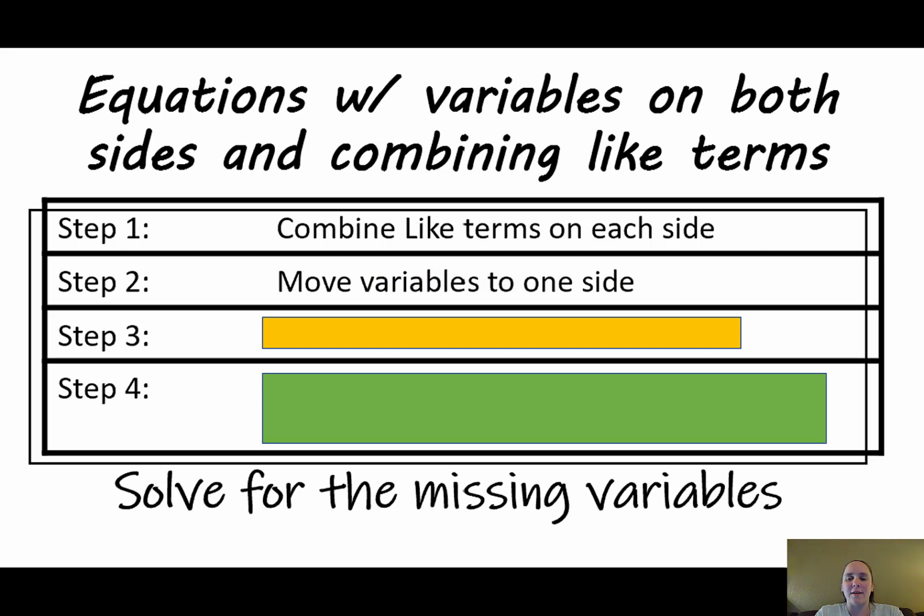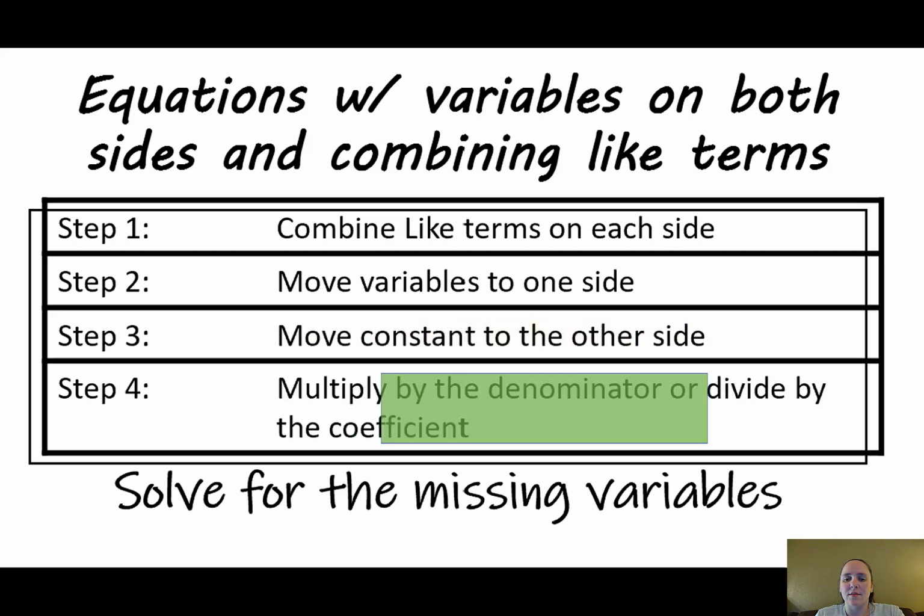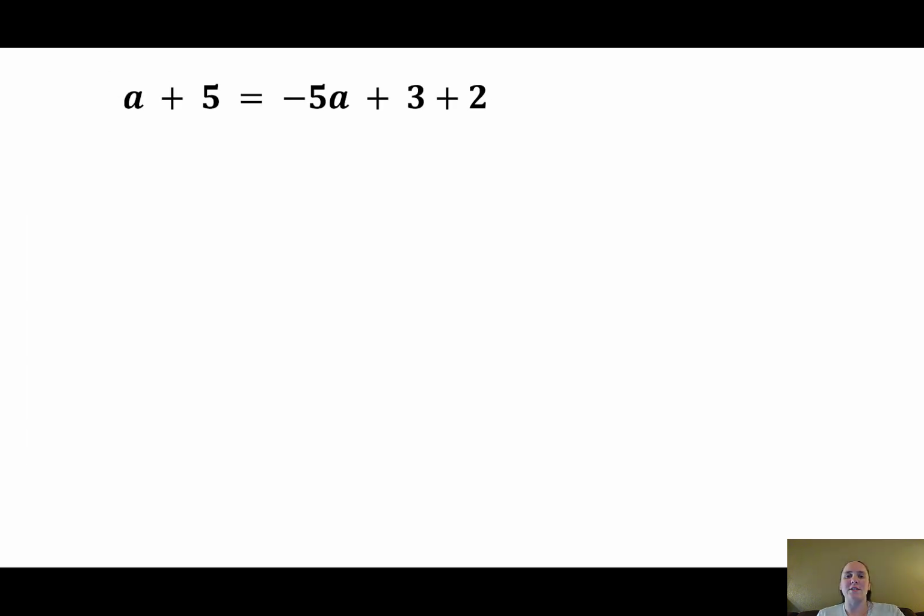Next, just like we did in the last video, we're going to move the variable to one side, typically picking the smallest. Then we move the constant to the other side. And finally, we multiply or divide by the denominator or the coefficient. Remember, the goal for solving equations is to find the missing variable. All right, so let's look at our first example here.